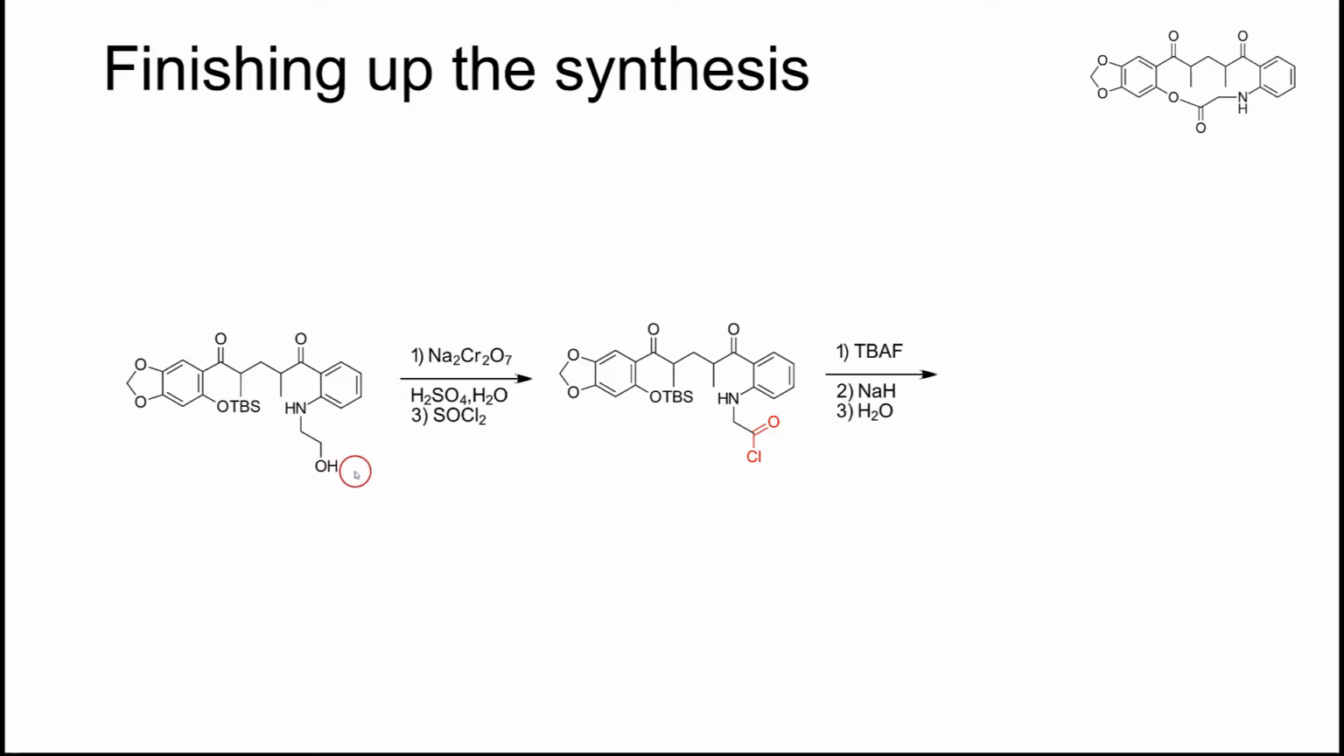Alright, so once we've added the epoxide, that'll give us the alcohol. That will get oxidized using the Jones reaction. I convert that to the thionyl chloride, and then I'm going to use TBAF to remove the TBS chloride. And there is my molecule.